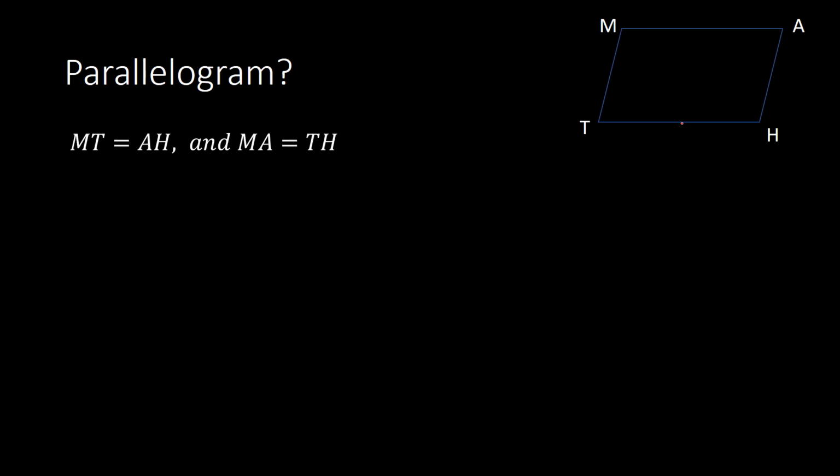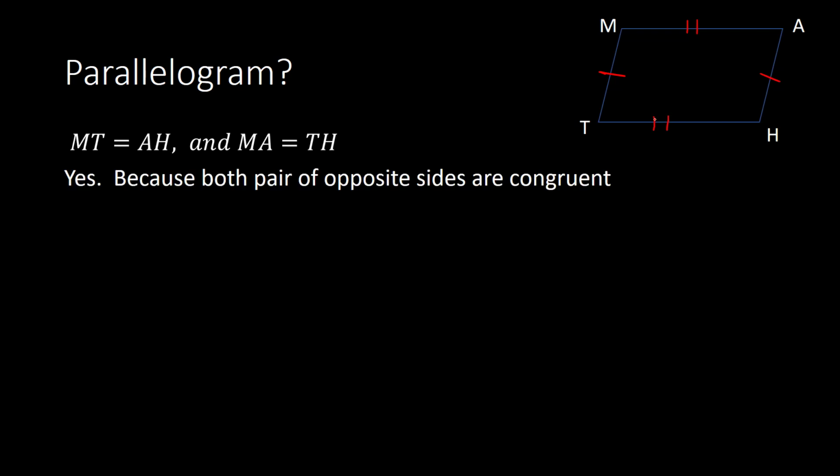Next example, same picture. You're told that MT is equal to AH, and MA is equal to TH. And the question is, would this be a parallelogram? And the answer would be yes, because we have both pairs of opposite sides that are congruent. And by definition, that would give us a parallelogram.